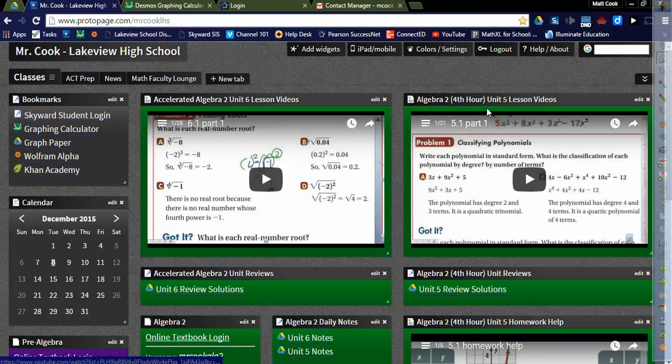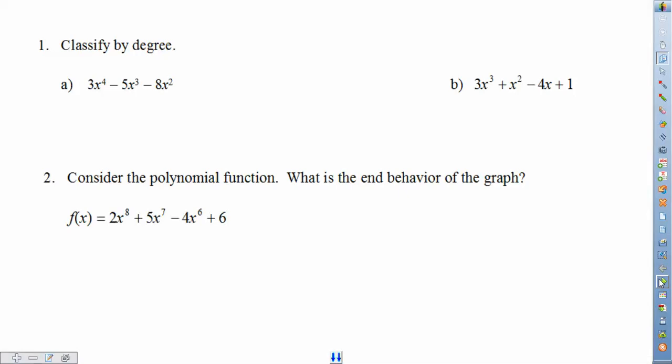If that's not possible, I will have a copy that will be with Mrs. Regal, and you can check with her, and she will have the answers there for you if you want to check any of the B problems. Okay, so let's go ahead and take a look at the first problem here.